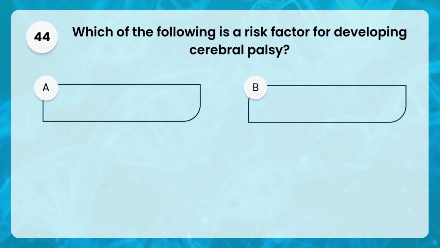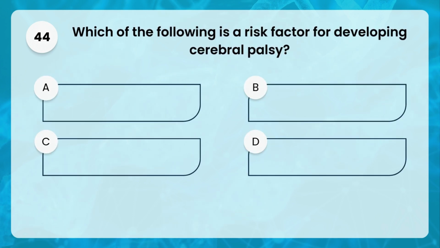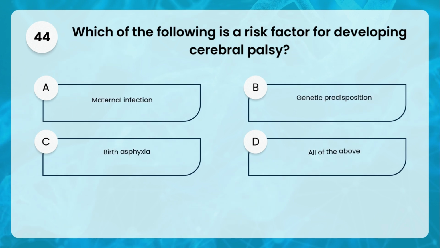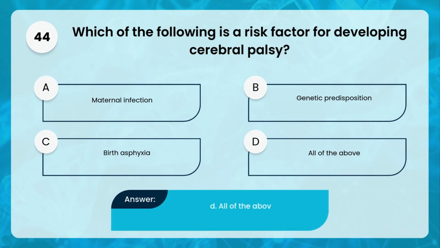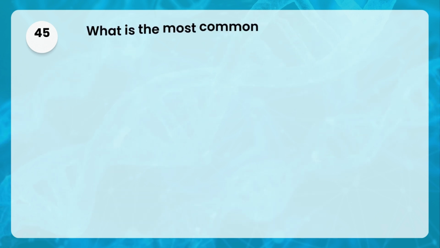Number 44. Which of the following is a risk factor in developing cerebral palsy? A. Maternal infection. B. Genetic predisposition. C. Birth asphyxia. Or D. All of the above. The answer is D. All of the above.